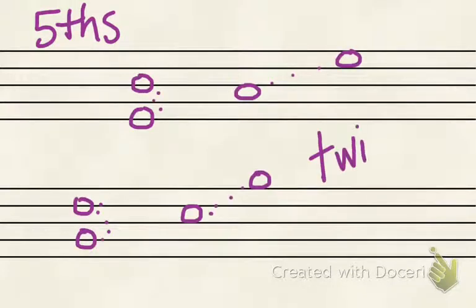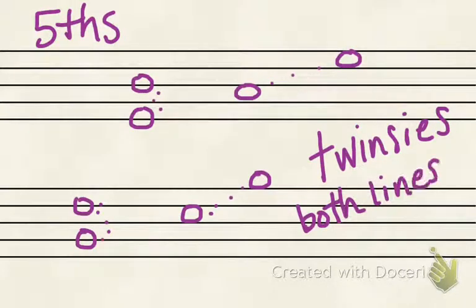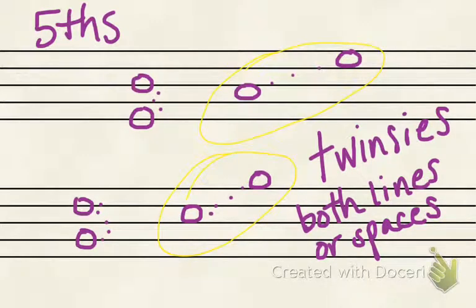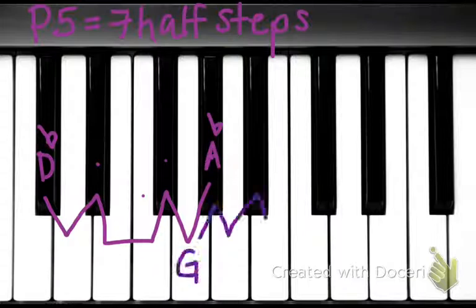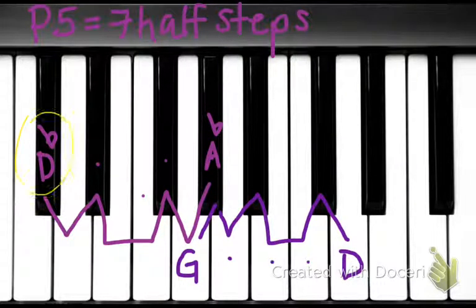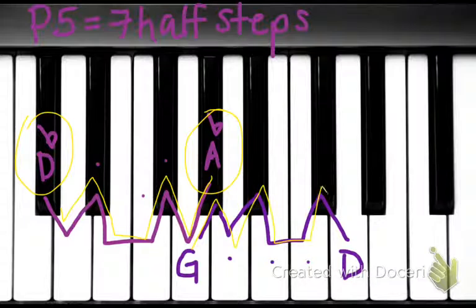Fifths. Even bigger, but now we're back to looking the same: line to line or space to space. Okay, which one is melodic? Those two. And harmonic? Those two. A fifth skips a line or a space on the staff. We're going to be a full seven half steps away for fifths, going from D to A: 1, 2, 3, 4, 5, 6, 7. Or G: 1, 2, 3, 4, 5, 6, 7.